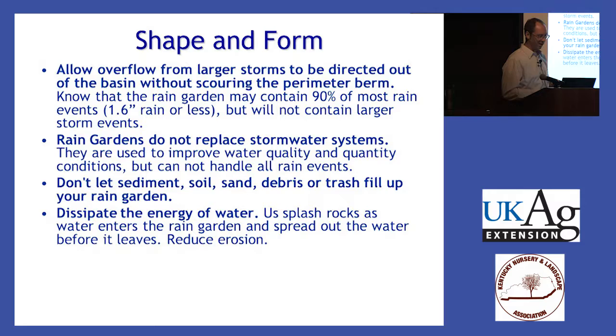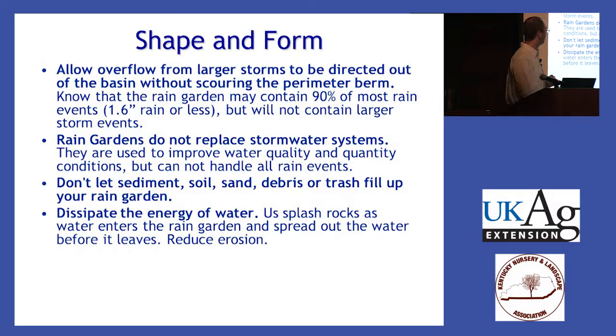Most rain gardens are shooting for, in Lexington, we shoot for a 1.6-inch rain event or less. That means about every time it rains 1.6 inches or less, that's kind of what we design for. You'll see a lot of materials that you might design for a 1-inch rain event. And what that ties into is determining the capacity of your rain garden, trying to predict how much water is going to be coming into this basin. That'll help you size the basin that you need to build.